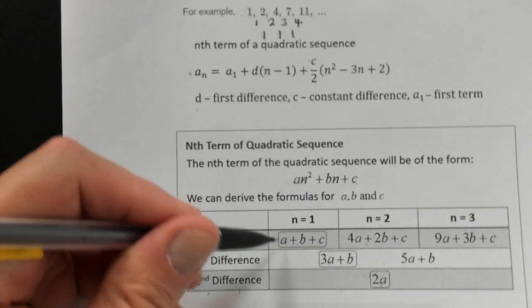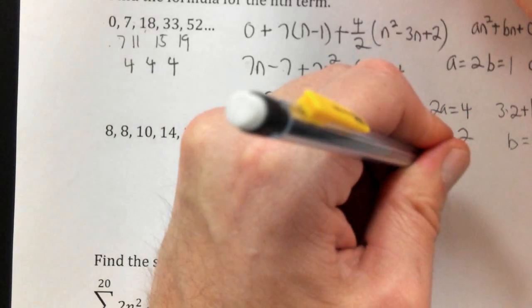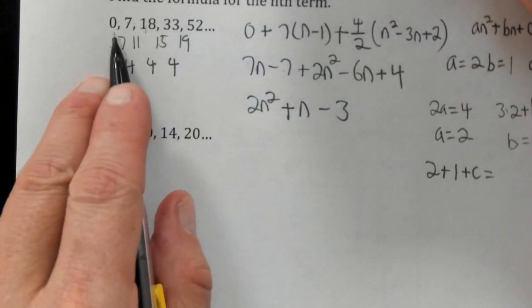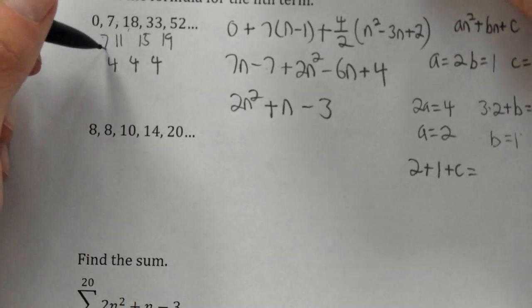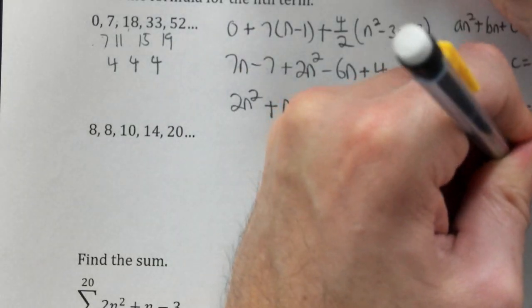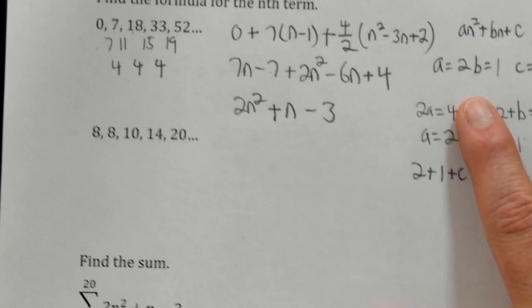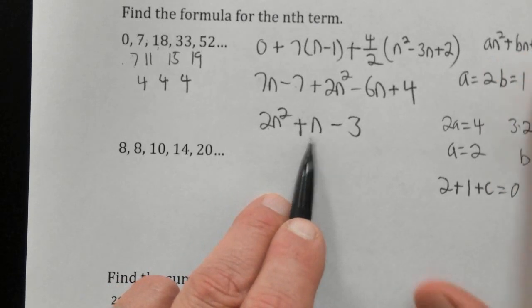And all I need now is c, and I can get that from this one. a plus b plus c equals the first term. So that means a, 2, plus b, which is 1, plus c has got to be equal to my first term, which was 0. So all of that is going to be equal to 0. And then that's going to be 3. Bring that over, so my c is equal to negative 3. And so if c is negative 3, then I can write back out the formula. When I do, 2 goes here: 2n squared plus n minus 3.